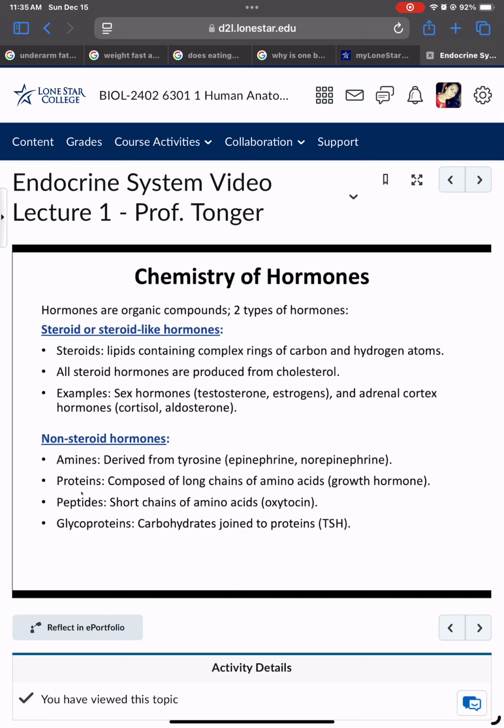Then you have proteins. If you make a chain of amino acids, you will get a protein. And your growth hormone basically is a protein. Then you have peptides, which are short chains of amino acids and not long chains. The example is oxytocin, one of the hormones required for the birth of a child. Then you have glycoprotein, as the word itself says. Glyco means carbohydrate and protein means protein. So a mixture of protein and carbohydrate forms the glycoprotein, and the example is TSH, which is thyroid stimulating hormone.